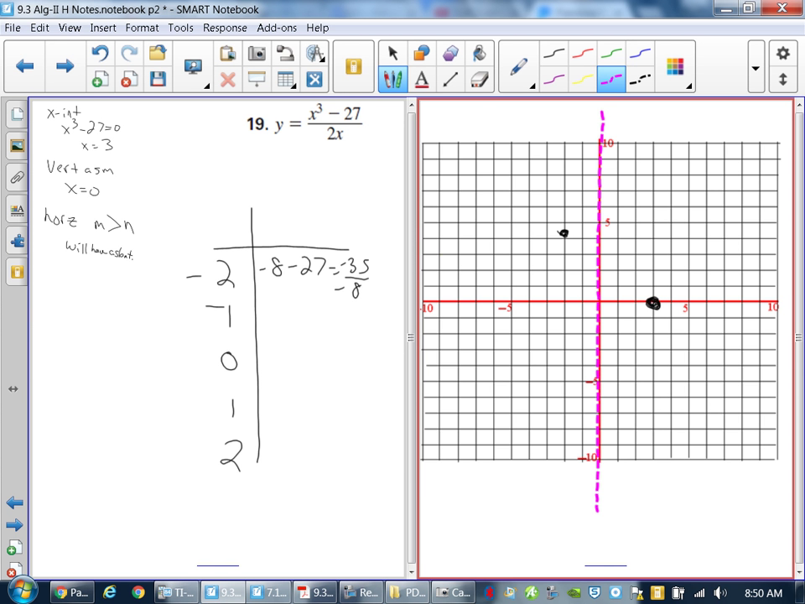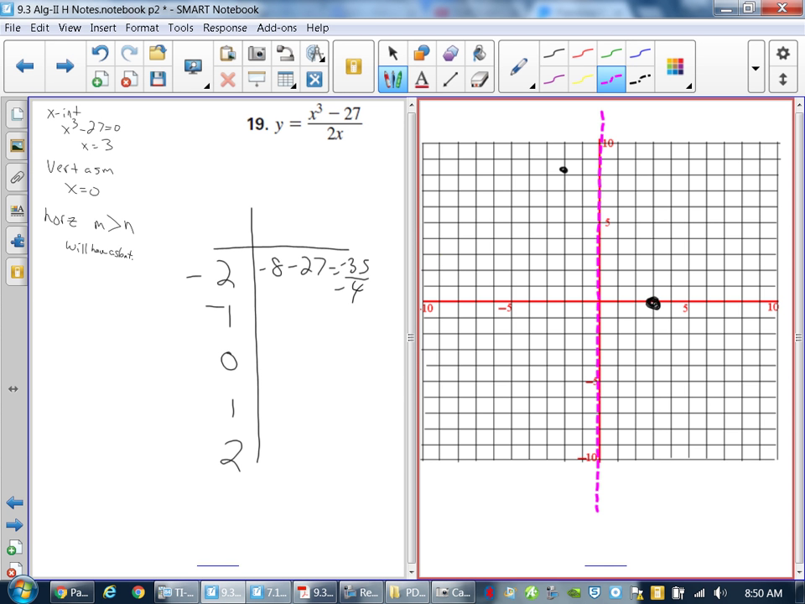Sir? Where'd you get the 8? The -8? -2 cubed. I'm plug and chug. On the bottom, on the denominator. Oh, it should be 4. Sorry. I did 2 times, yeah, so this should be -4, so this should be -8. Thank you. Right up here. Okay.